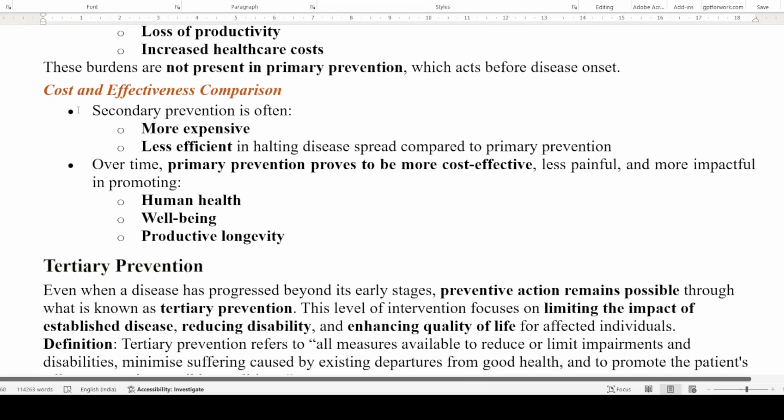Then if we are talking about cost effectiveness, secondary prevention is more expensive than primary prevention, of course, and it is less efficient in halting disease spread compared to primary prevention. Primary prevention is always cost effective. Then comes the secondary prevention, then comes the tertiary prevention.